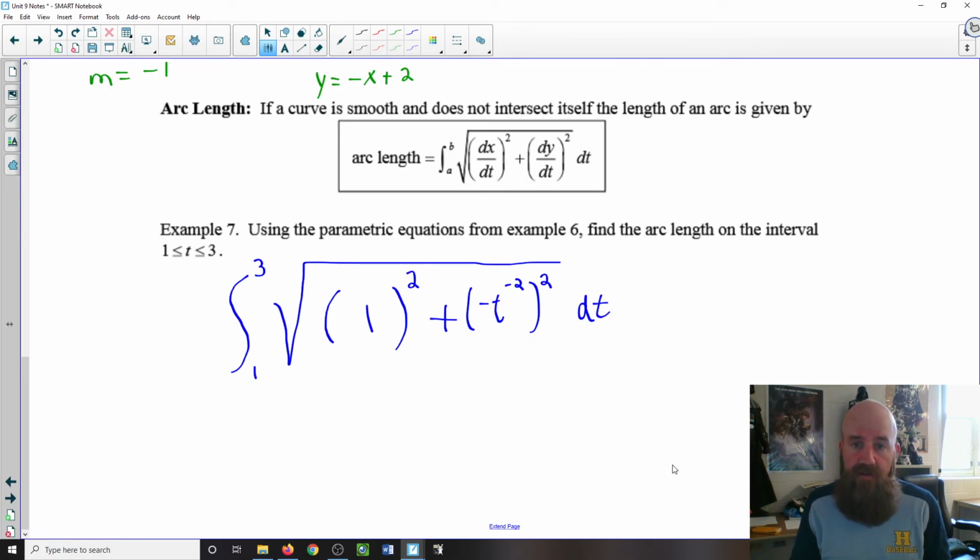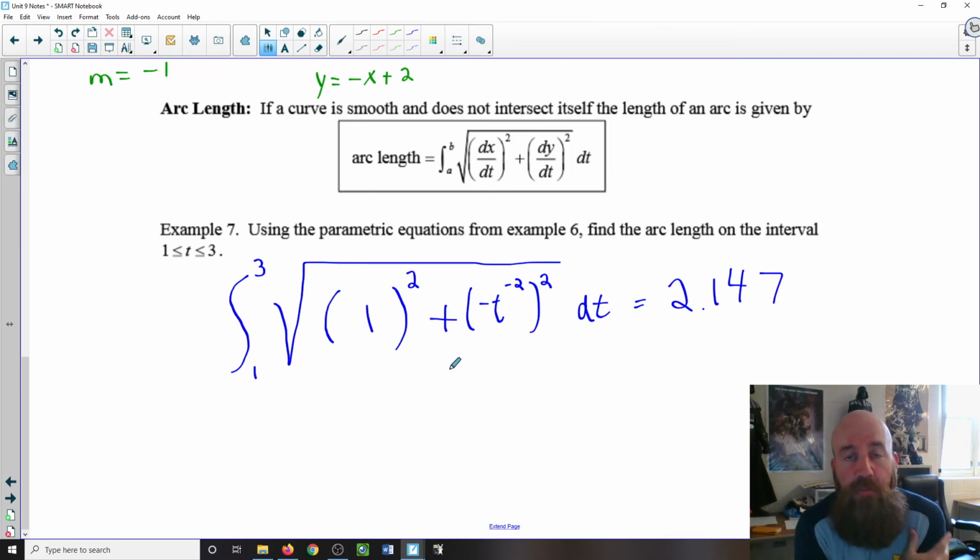Obviously, if you're in rectangular, you're just going to be using x's for your variables when you type this out. So you should end up with 2.147. That's it. So if you have any questions on this section, parametrics, let me know and we can get together and talk about it.